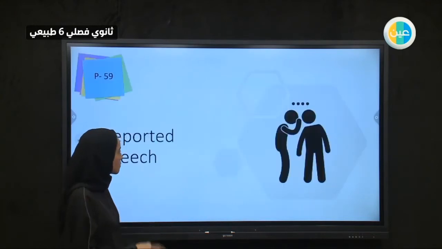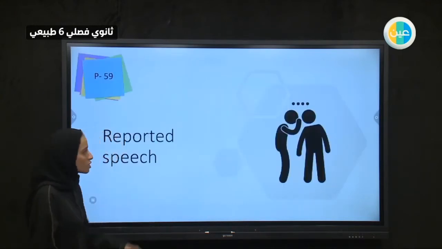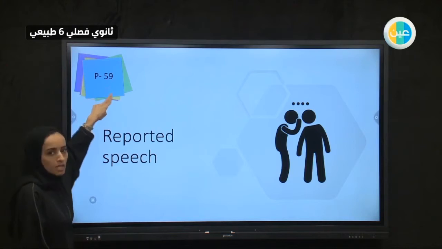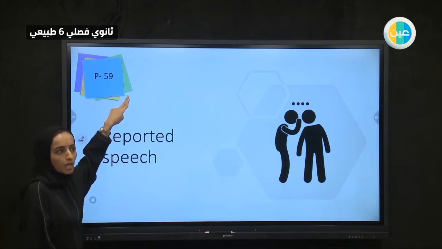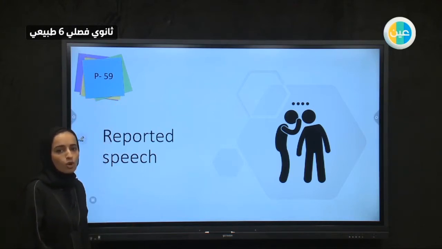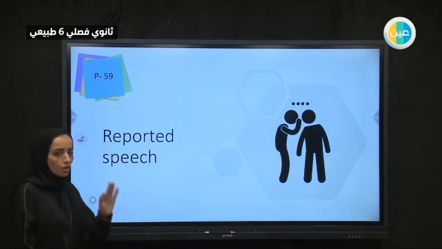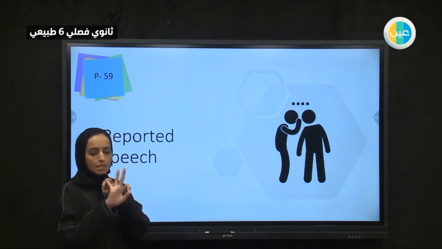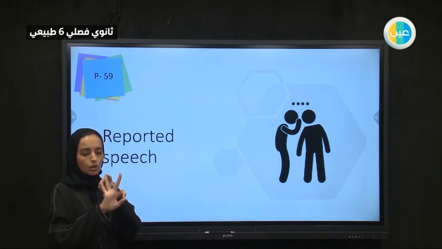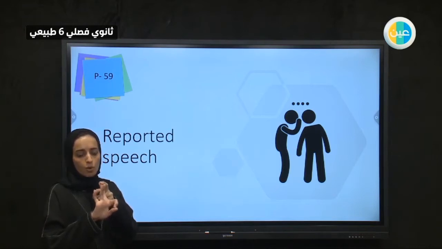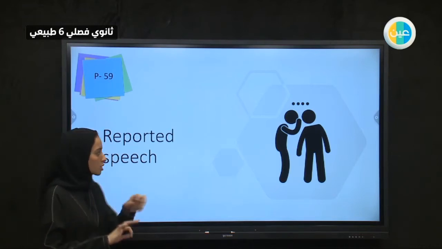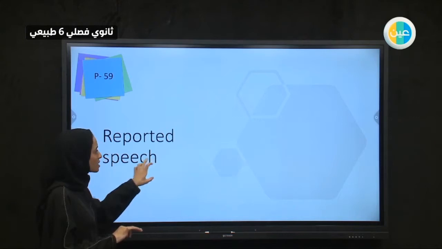So let's go ahead. We will start with the idea of reported speech in your books, page 59. Your books on page 59, we have the idea of reported speech. Speech is of 3 kinds: statements, then command and request, and the third one is the 2 types of question, WH questions and yes/no questions. So let's start with the statements.